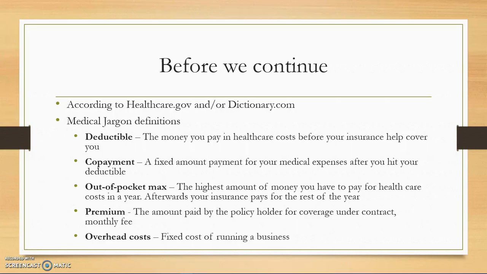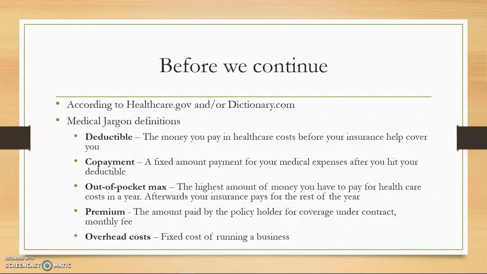To begin with, a deductible is the amount of money you pay in healthcare costs before your insurance helps cover you. A copayment is a fixed amount payment for your medical expenses after you've hit your deductible. An out-of-pocket maximum is the highest amount of money you have to pay for healthcare costs in a year. Afterwards, your insurance pays for the rest of the year.